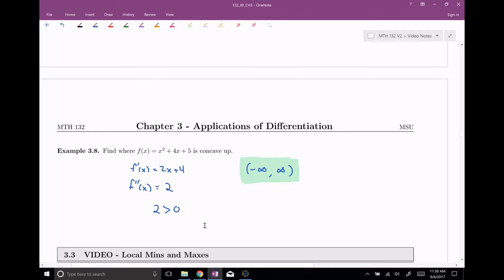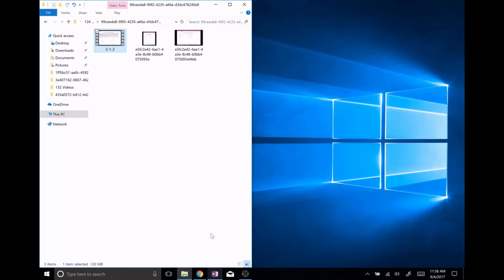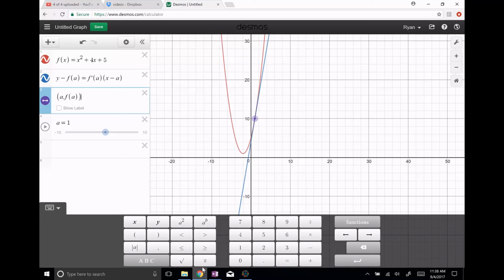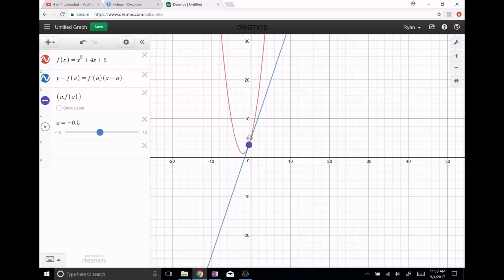And now just to verify what this means, I went ahead and graphed it for us here. There we are. So I have my function, x squared plus 4x plus 5, and I went ahead and drew the tangent line. The tangent line is blue in this case. And notice that this red parabola, our function, always lies above the tangent line, right? It always is above the tangent line. So therefore, no matter what value you have here, it is always concave up.